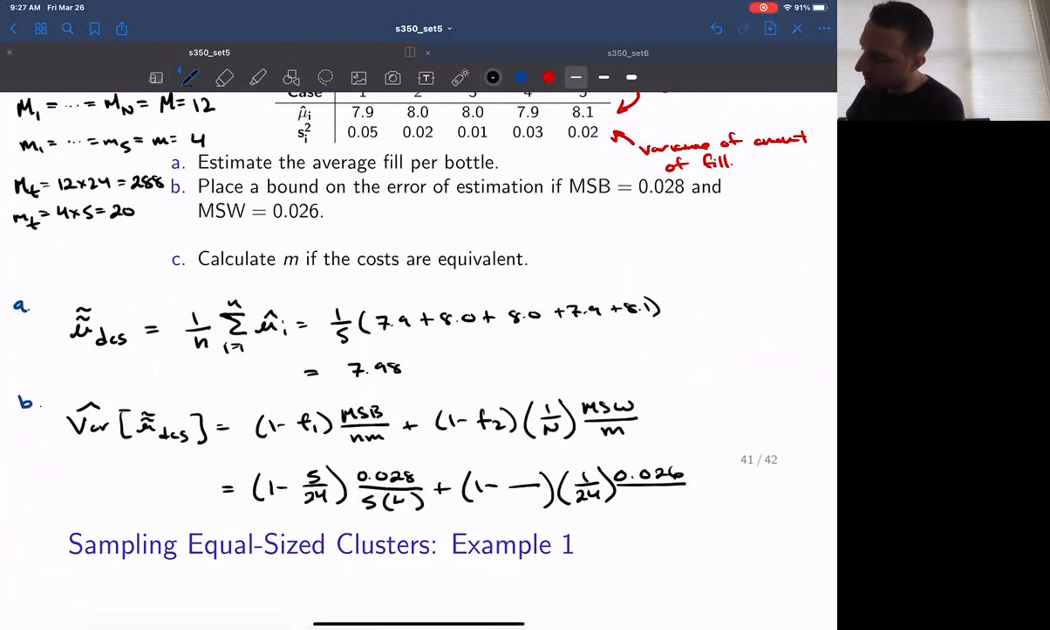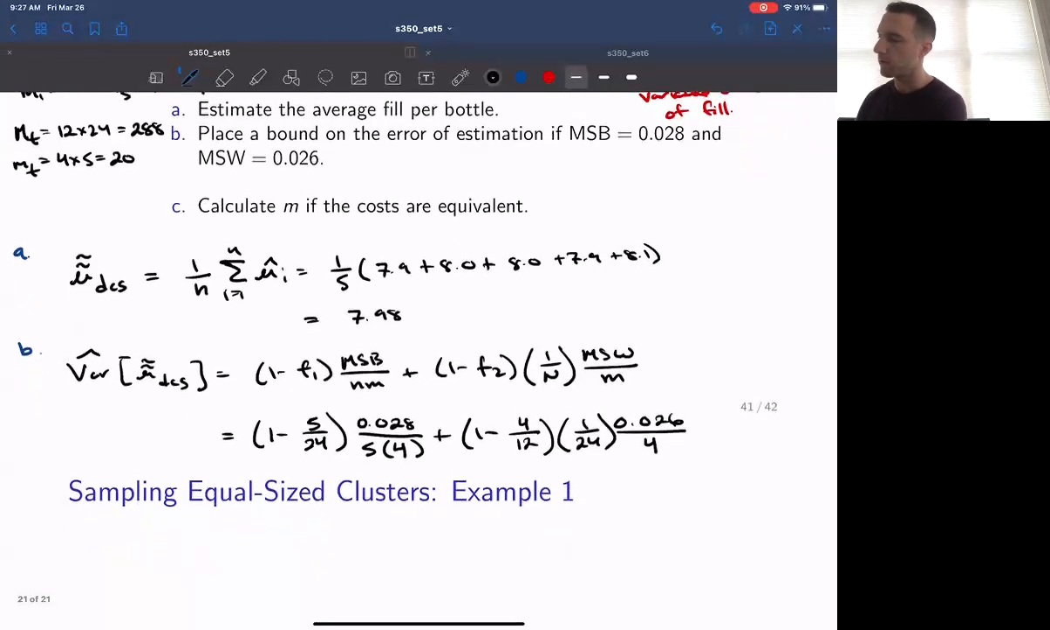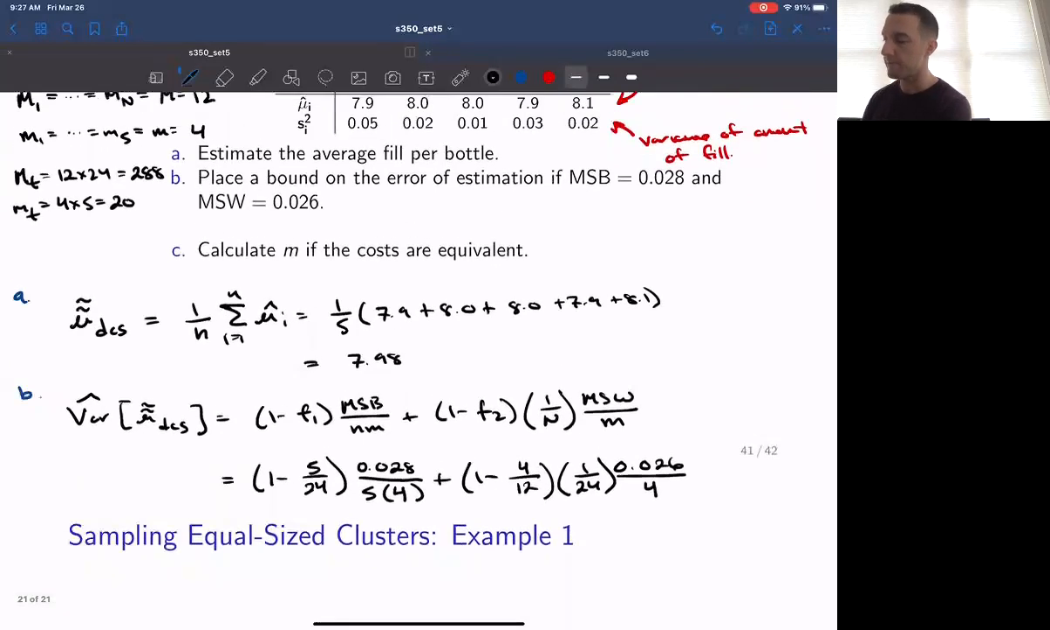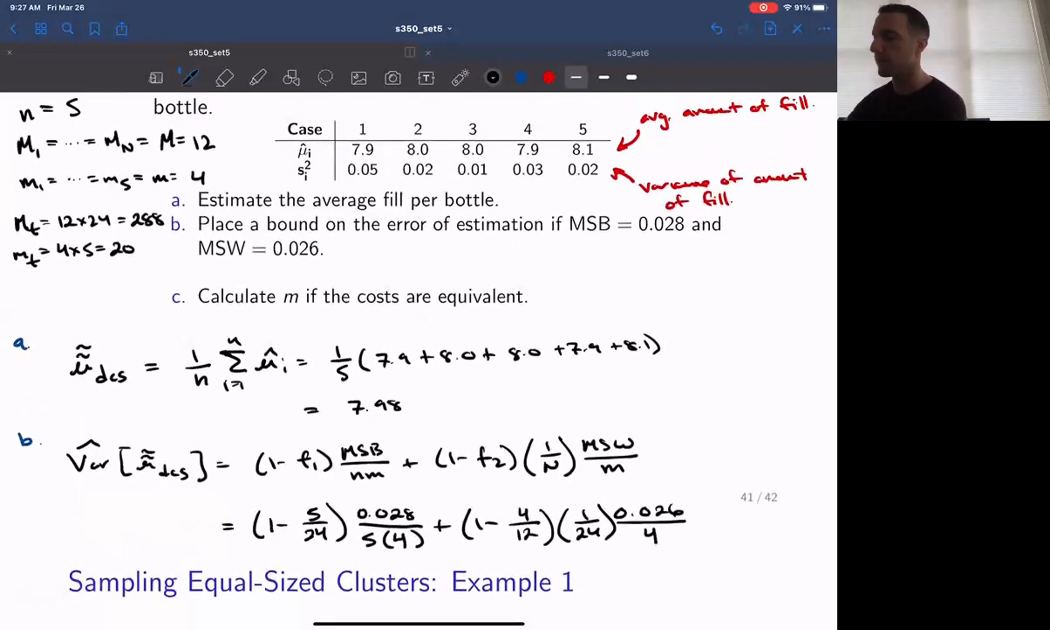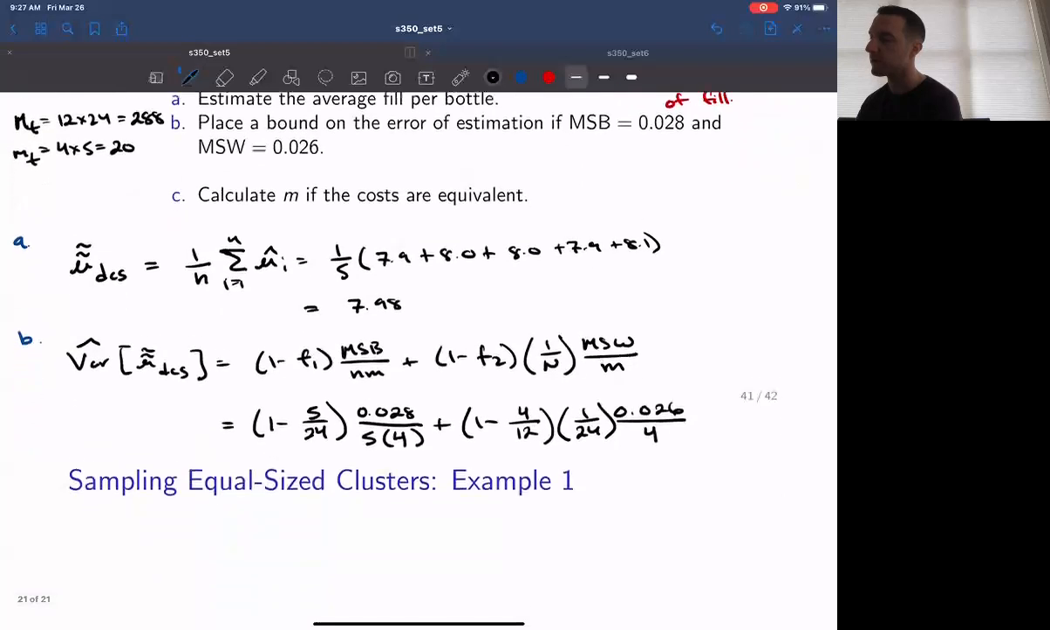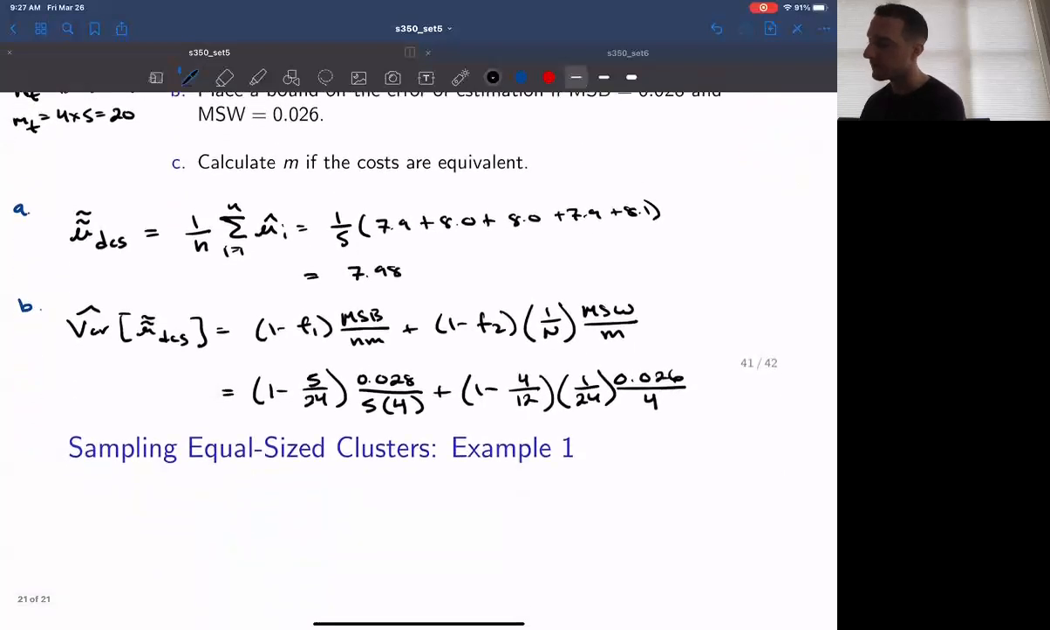So now this is going to be a 4 representing the number of observations per cluster. And then F2, which is going to be little m over capital M, becomes 4 over 12. All right, there we go. And then here we're going to have a 4. Sorry about that, I just got a little bit ahead of myself. Okay, so we have little m representing the number of bottles per case, capital M representing the total number of bottles per case, and then we'll let capital MT be the total number of bottles in the entire experiment, little mt be the total number of bottles across the sampled cases.